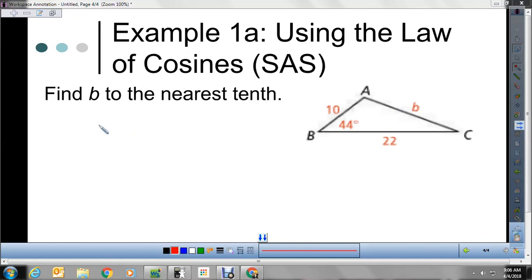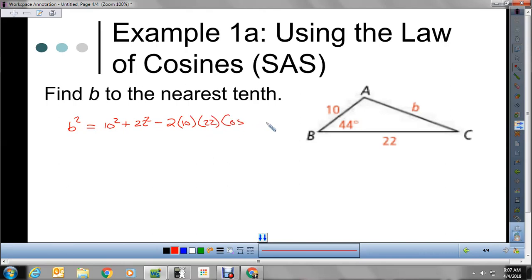So what we do is we take the side length that we're looking for, and we're going to put it outside, and it's B squared. Then we're going to take the other two sides, and we're going to square them, 10 and 22. So we're going to get 10 squared plus 22 squared minus 2 times the product of these two, which is going to be 10 times 22 times the cosine of the angle across from the side we're looking for, which is going to be 44.